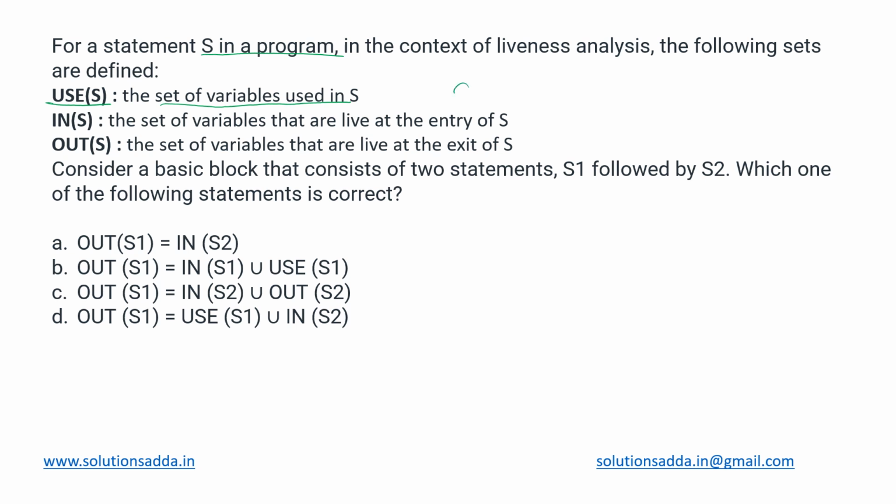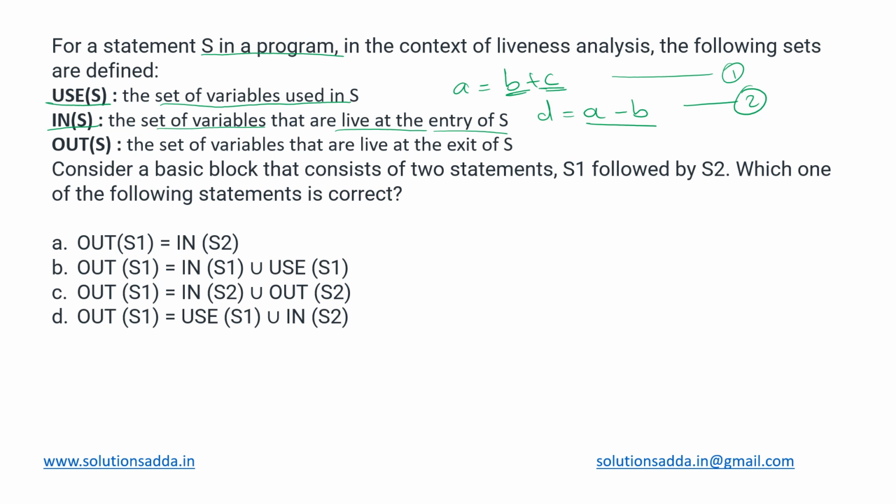For example, if we have a statement like A equal to B plus C, then B and C are the variables which are being used in this particular line. Then we have in of S, which means the set of variables that are live at the entry of S. Now let us say there is a next statement following it, which is D equal to A minus B. This was the first statement. This is our second statement. So now at the start of this second statement, which variables were live? These two, B and C. So actually the variables which were live at the end of statement one will be live at the start of statement two. That is what is being implied.